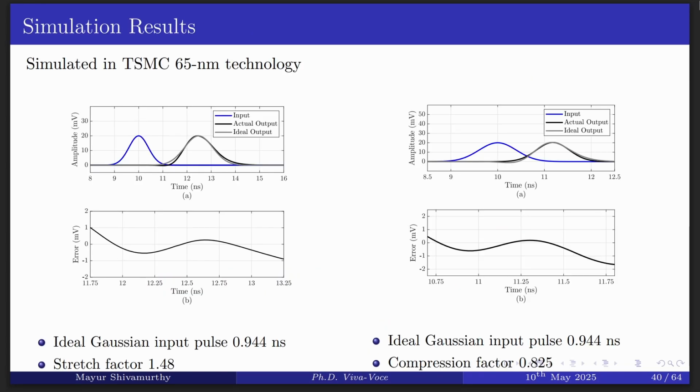The architecture was implemented in TSMC 65 nanometer technology. Simulation results show that with the ideal Gaussian pulse of 0.944 nanosecond, there is a stretch factor of 1.48. And for the same input of 0.944 nanosecond, there is a compression factor of 0.85, and the error between the ideal and the expanded pulses is within plus or minus 1 millivolt for the expansion as well as for the compression cases.